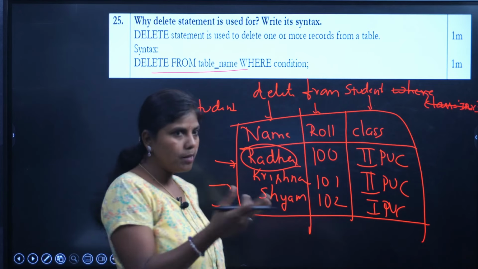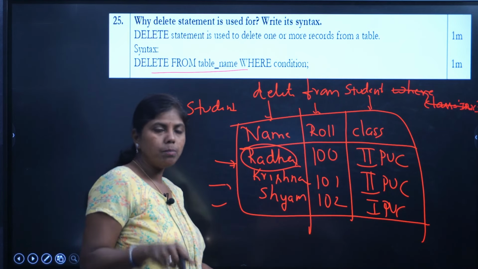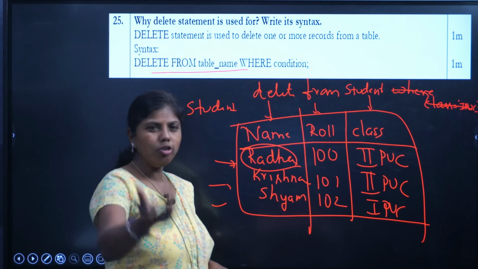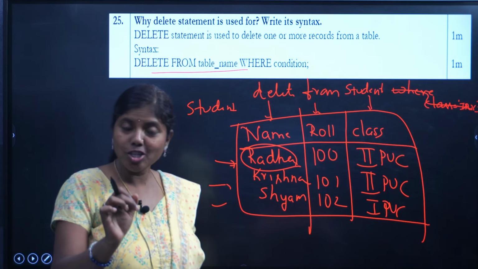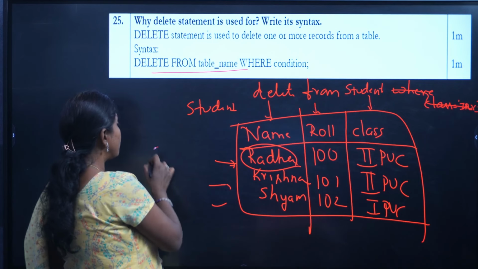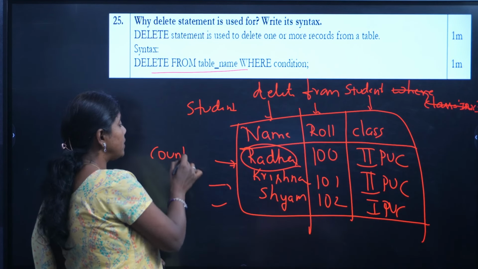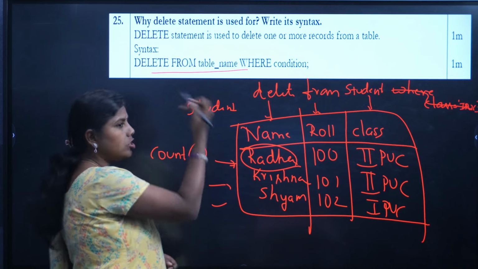How to find out if 1000 tuples are there? Will you count it? With 3 tuples I'm able to tell. If 1000 tuples are there, I can't tell. You find out using a function. I will tell which function you will use. You will make use of the count function. Count star function, you will use it.